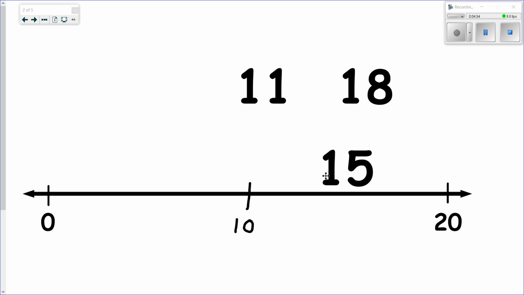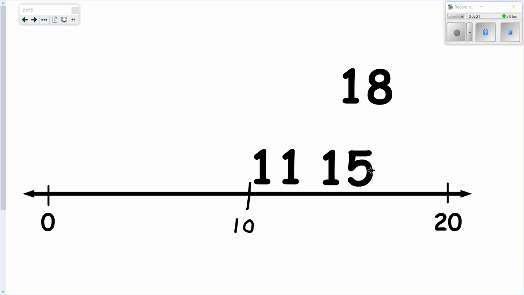All right. So now let's take a look at our next number, which is 11. Now we know that 11 is greater than 0. And we can also see 11 is greater than 10. Now, 11 is less than 15, so we know it's not going to go over here. And we know that 11 is the next number after 10, and so we're going to put it as close to the 10 as we can.